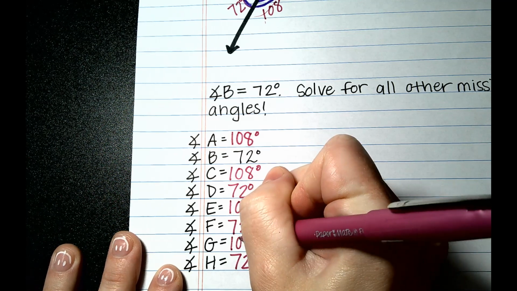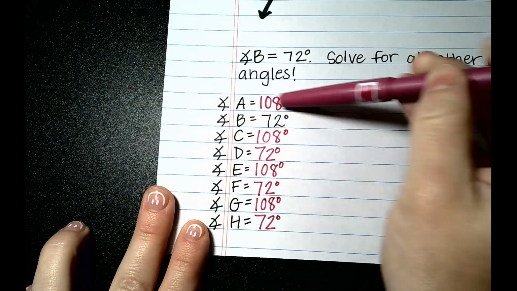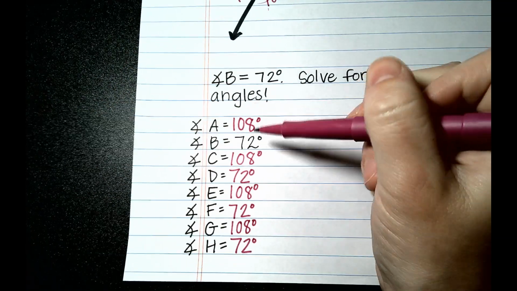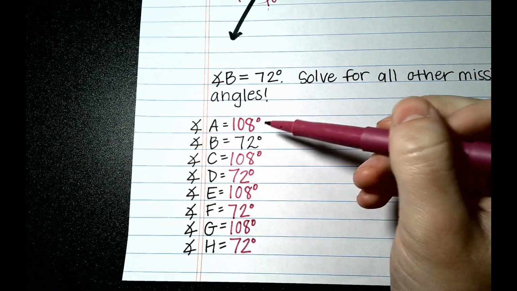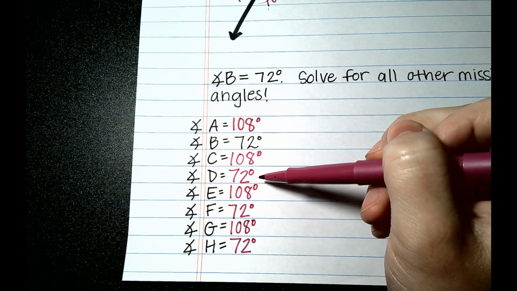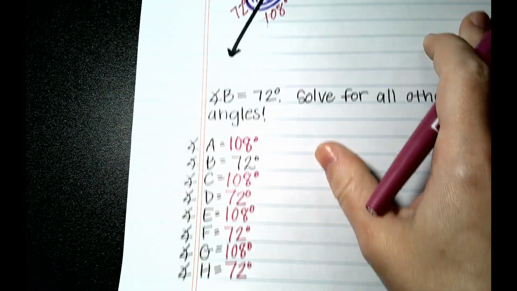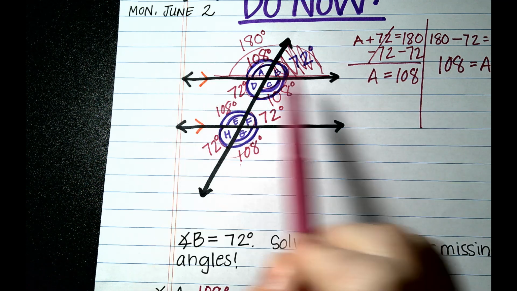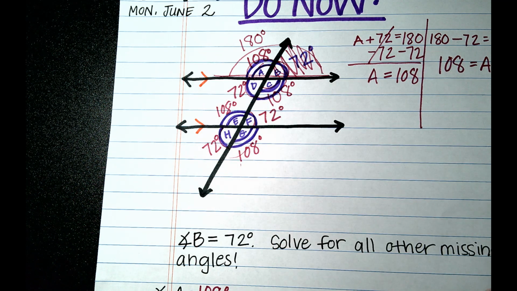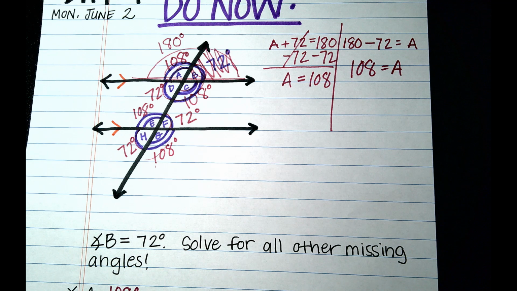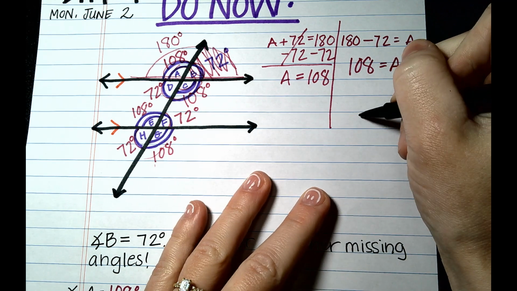Every other angle is either equal to each other, or they add up to 180. We can even see it as we list these out: 108, 72, 108, 72, 108, 72, 108, 72. Whenever you make parallel lines with a transversal going through them, you're only going to come up with two angle measures always. Actually, there's one exception. Here's the one exception.